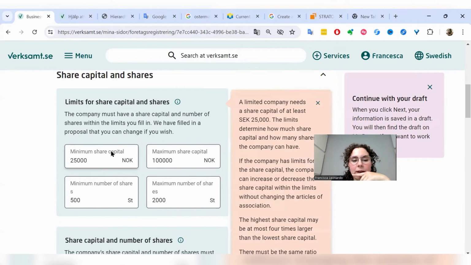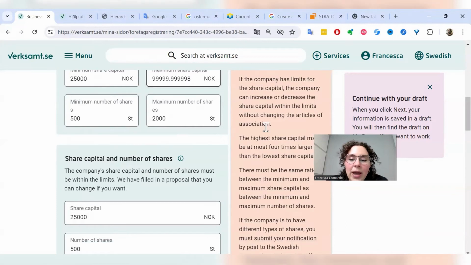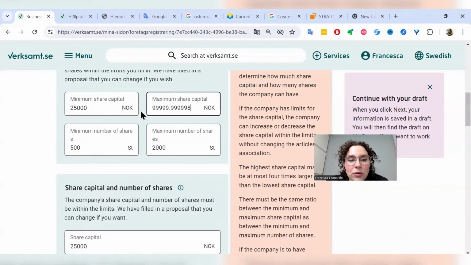So let's say here that you have a minimum share. So you're putting in the minimum 25,000 SEK. So let's say at some point you're going to have investors, you're going to want to increase the share capital. Yeah, sure, you can do that. And that will mean that maybe you want to add some more extra money here. The higher the share capital means that maybe at most 4 times larger than the lowest share capital. So in this case, if you want to put the highest, it's going to be 25,000 times 4. So that's going to be 100,000.